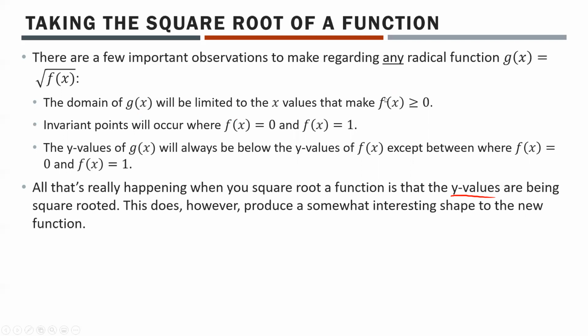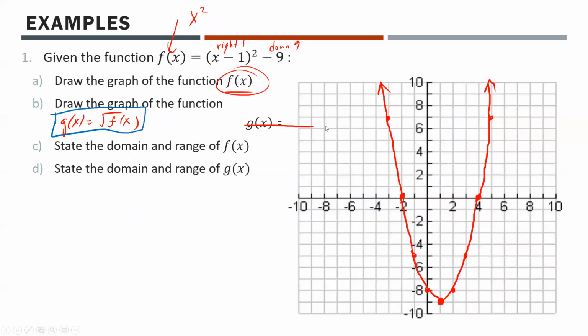The second thing is invariant points will occur where f of x is 0 and f of x is 1. Again, that's just a fancy saying y is 0 and y is 1. Let's look at where y is 0 and y is 1 here. If we're going to focus on y is 0, that's just the stuff on the x-axis. That means we're going to have a point here and a point here. If we focus on where y is 1, that means we're going to have a point here and a point here. There we go. Those are going to be our invariant points.